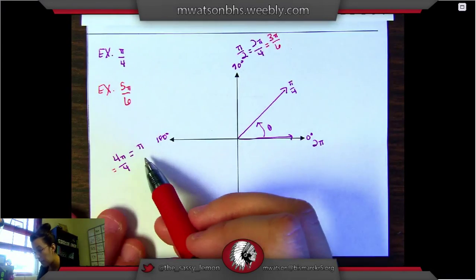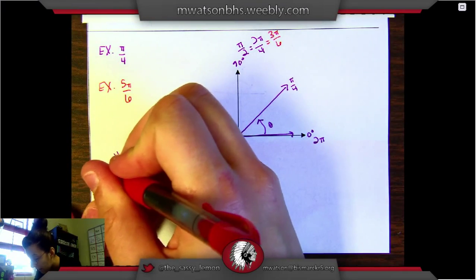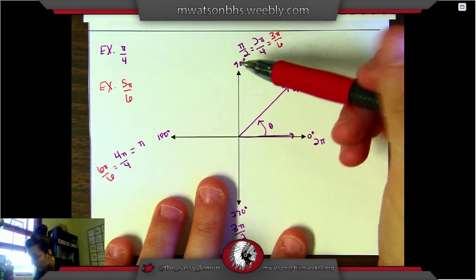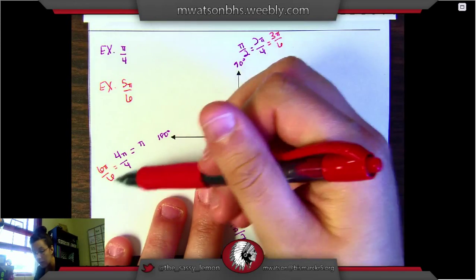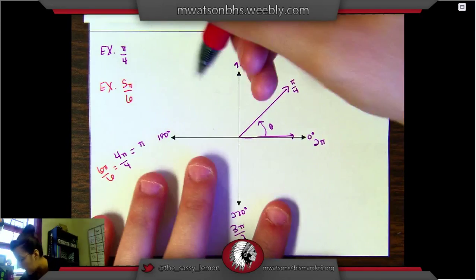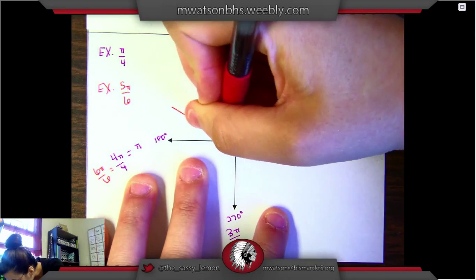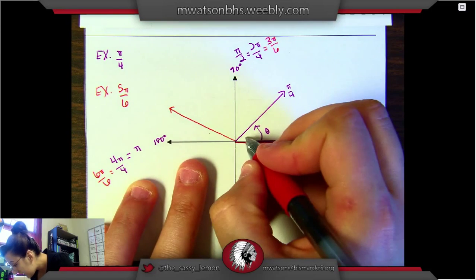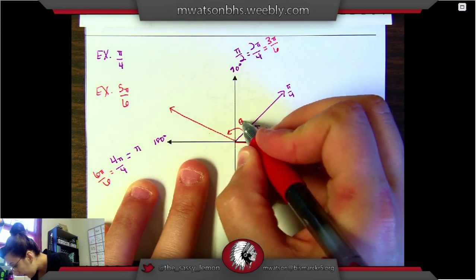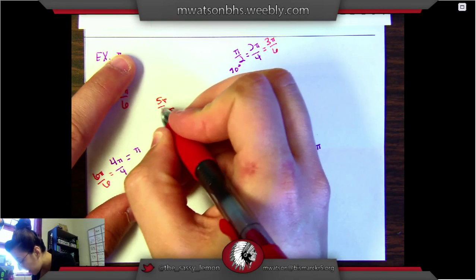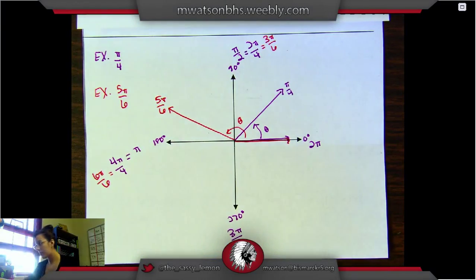And over here, pi is going to become 6 pi over 6. And it's less than that. So we know it's going to fall somewhere between 3 pi over 6 and 6 pi over 6. And actually, it should be closer to this axis than this one. So I'll go ahead and draw that in. Terminal side, initial side, draw my angle theta, and it's 5 pi over 6. Okay, so let's go ahead and do one more.